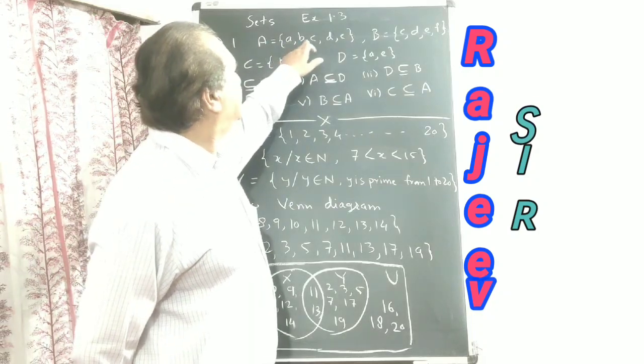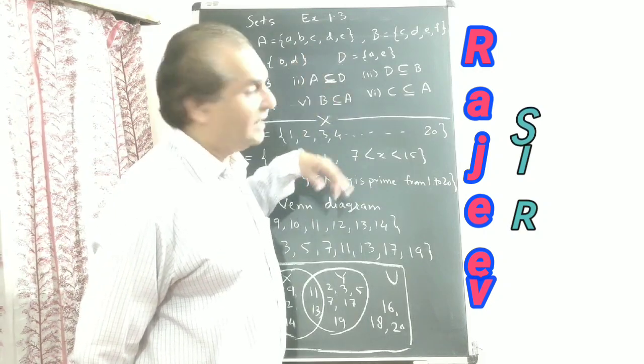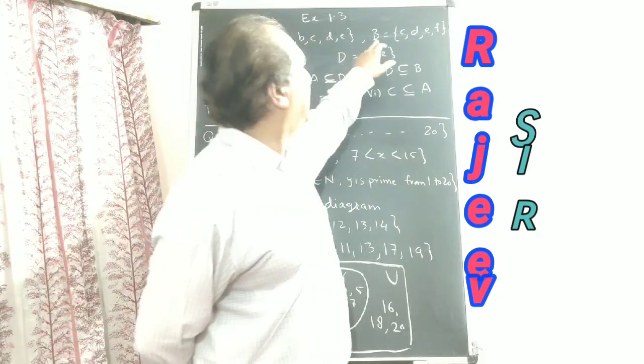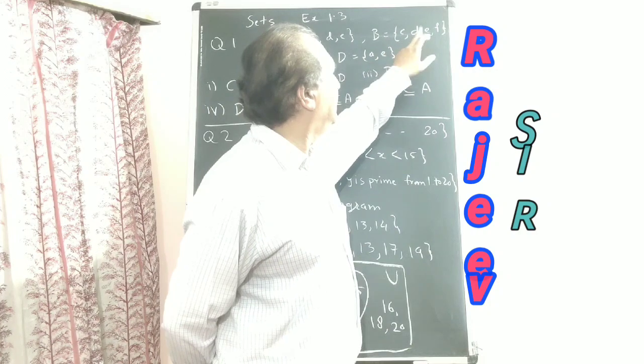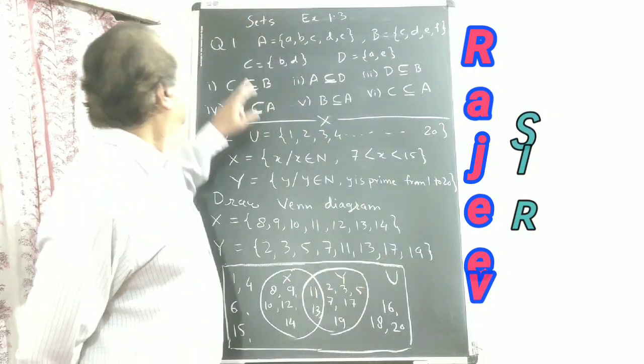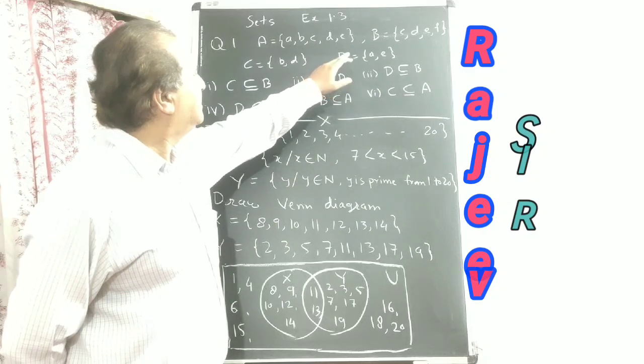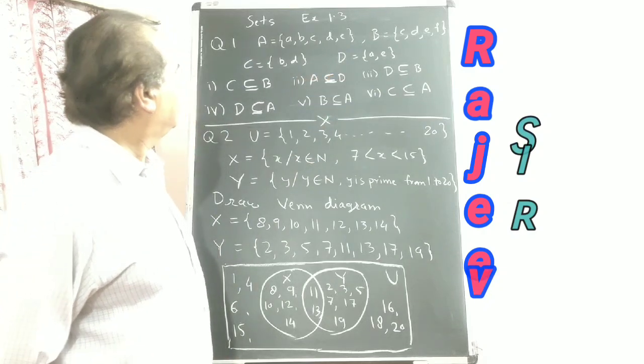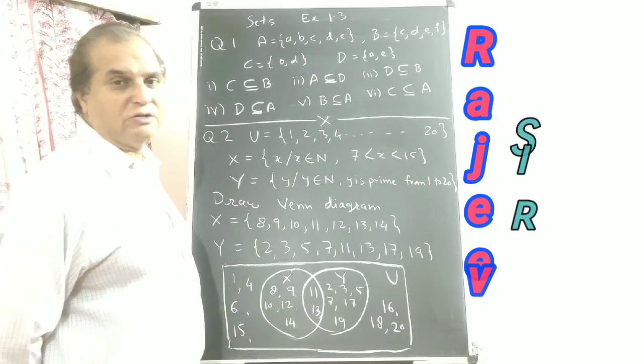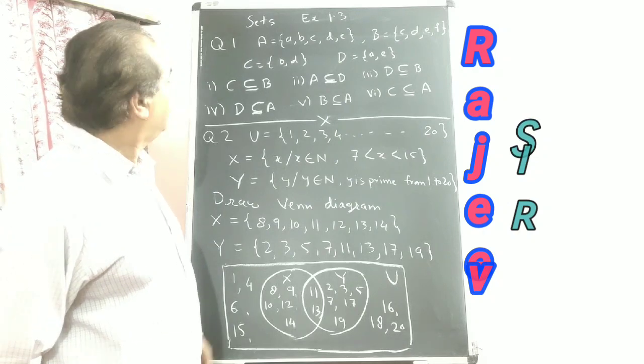Set A has 5 elements: A, B, C, D, E. Set B has 4 elements: C, D, E, F. In set C, B and D, 2 elements. In set D, A and E, 2 elements. Now, true or false, you have to answer.